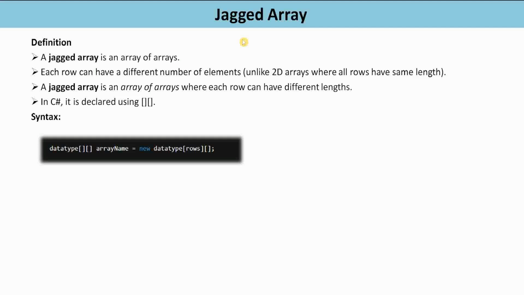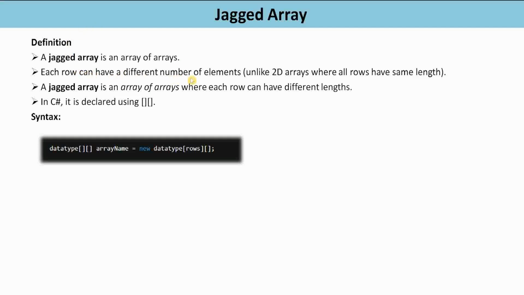Next we have a jagged array. So what is a jagged array? A jagged array is an array of arrays. So a jagged array is like an array inside an array, meaning we have one array, and inside that we have multiple arrays. So that is a jagged array.